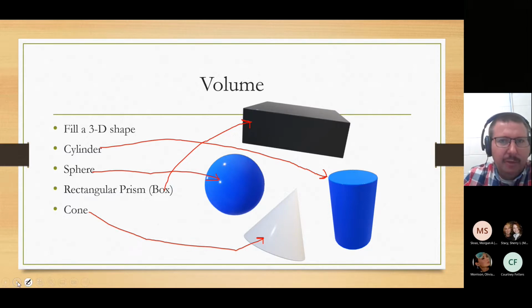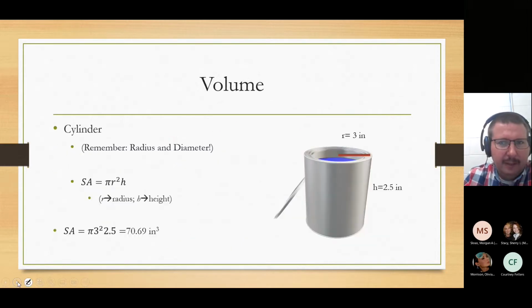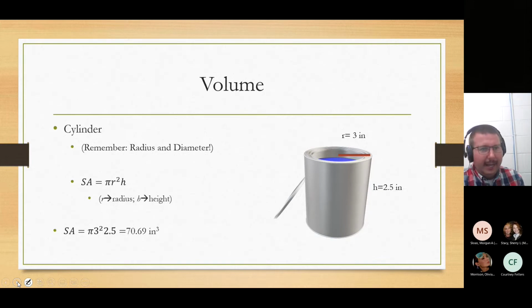So the first one is volume for a cylinder. And since we're still talking about circles here, you still gotta remember radius and diameter.